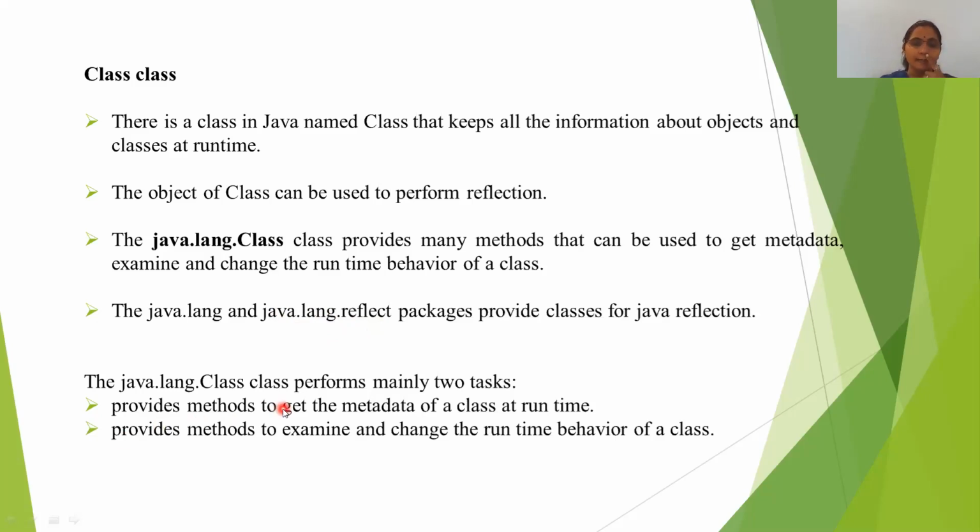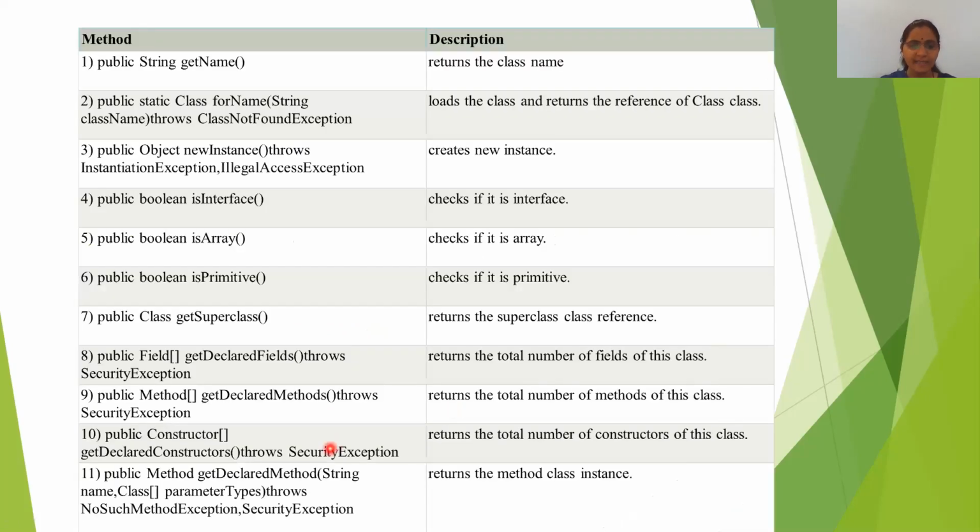java.lang.Class performs mainly two tasks. It provides the methods to get the metadata of a class, and also it provides the means to examine and change the runtime behavior of a class. You remember that this class is generally used to get the data about data at runtime. And these are the various methods of reflection. I will explain them in short.